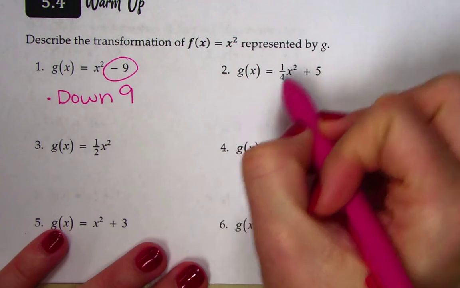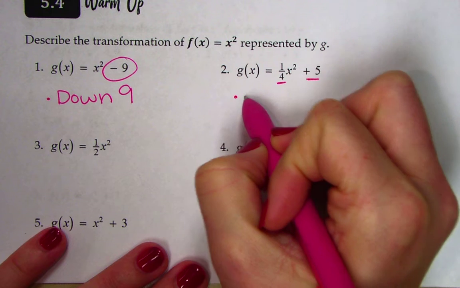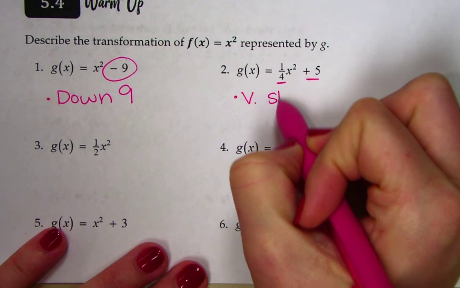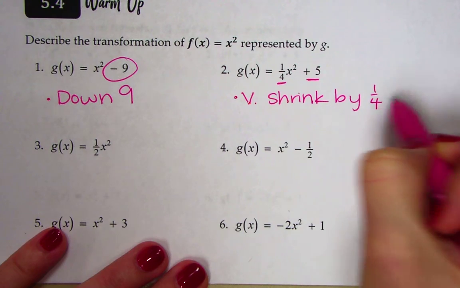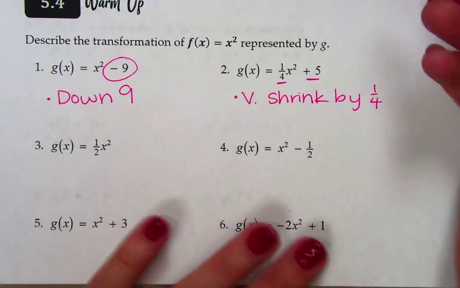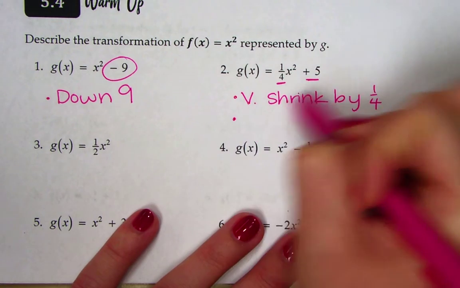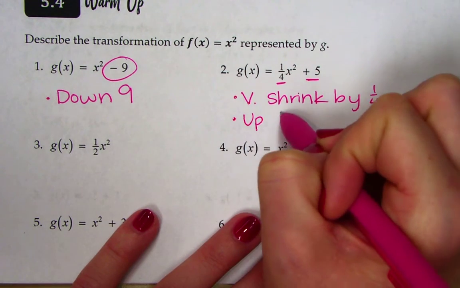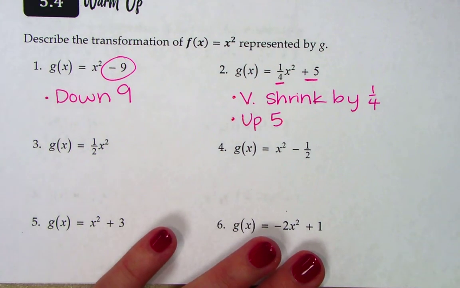Number 2, we've got this 1/4 and the plus 5. Okay, the 1/4 is a vertical shrink by 1/4. Okay, that means it's going to be smushing it downward and it's going to get a lot fatter. Okay, make it a wider graph. And then the plus 5 makes it move up 5. Okay, so it's going to get fatter and move up 5.